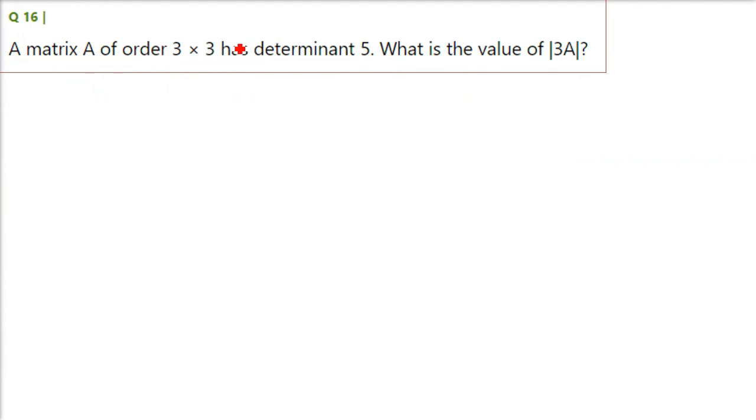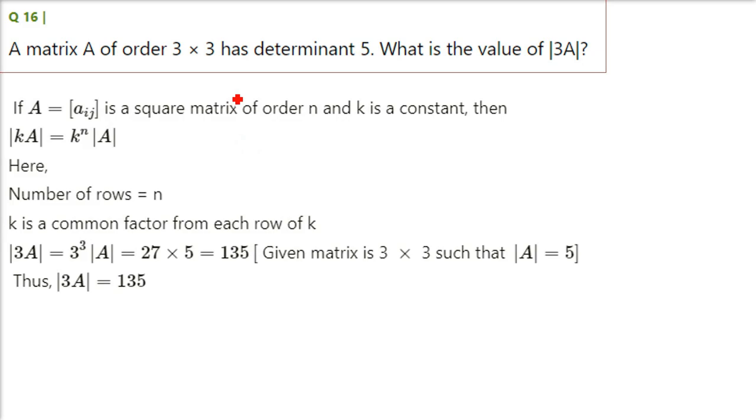A matrix A of order 3 by 3 has a determinant 5. What is the value of the determinant of 3A? Now, this is a very straightforward question with a simple explanation. If you have this 3, let us call it some K, when we find the determinant and take K outside, you are taking it outside from either 3 rows or 3 columns. So it is K to the power N, where N is the number of rows and columns.